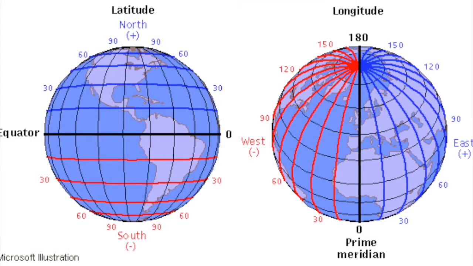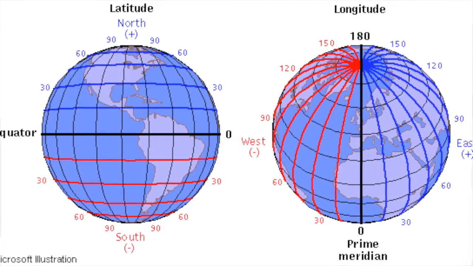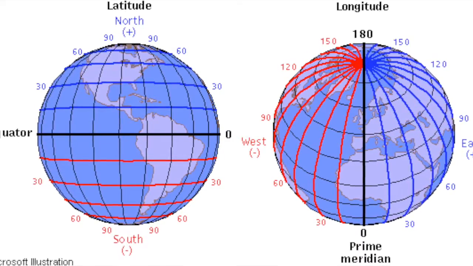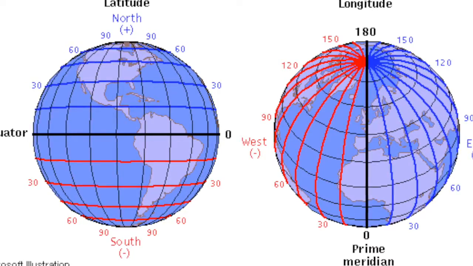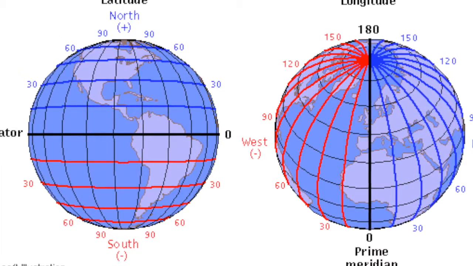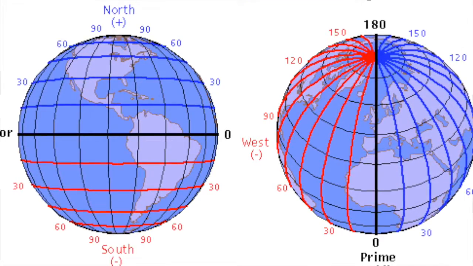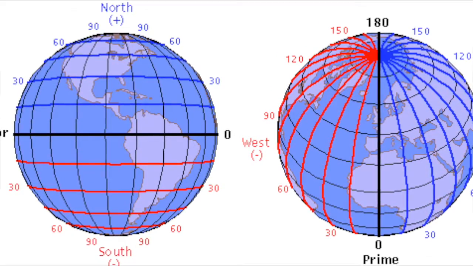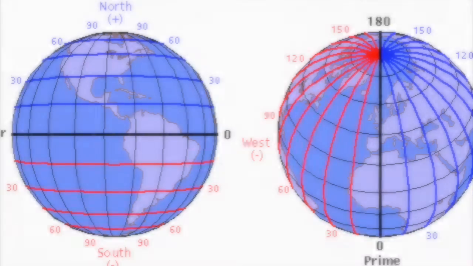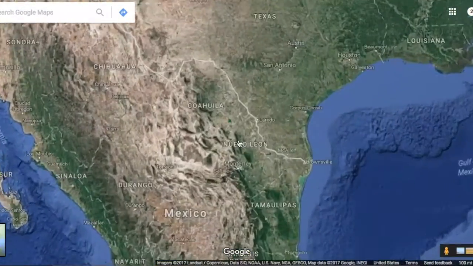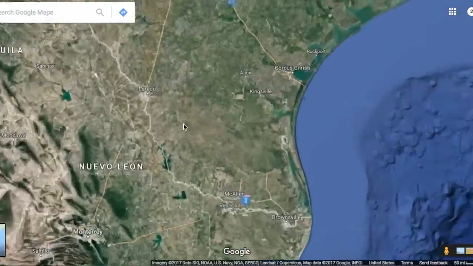We can also find absolute location with the use of latitude and longitude. Absolute location is an exact place on Earth given in degrees. So for instance, the Empire State Building is located at 40.7 degrees north, which is latitude, and 74 degrees west, which is longitude.